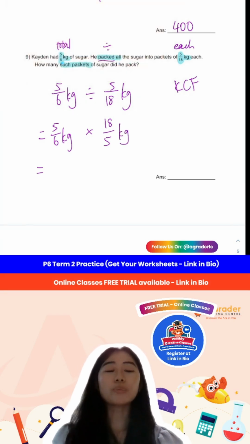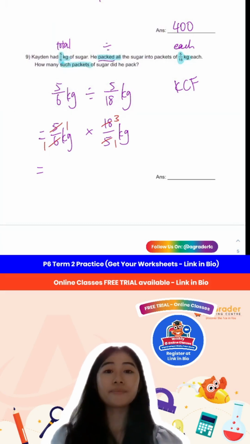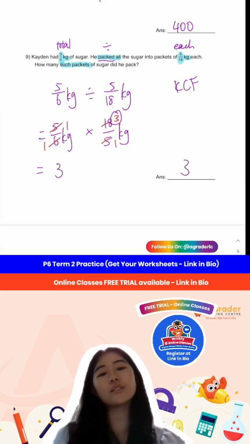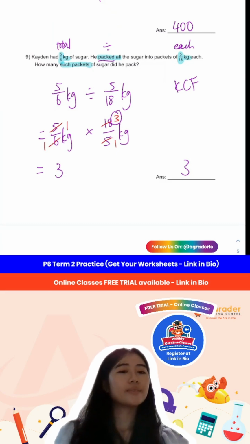So before you multiply, you can cross cancel. 6 and 18 can cross cancel, become 1 and 3. And then 5 and 5, you cross cancel, it becomes 1 and 1. So actually, you're just left with a number 3, right? So 3 over 1 is 3. So that's the answer, 3 packets. Okay, so for division of fraction, remember to use KCF.